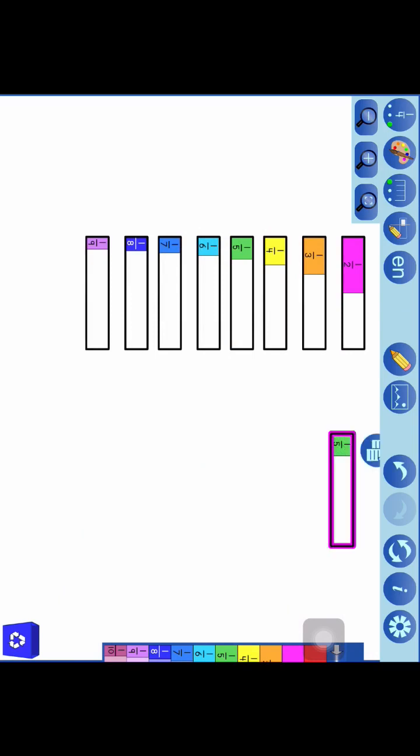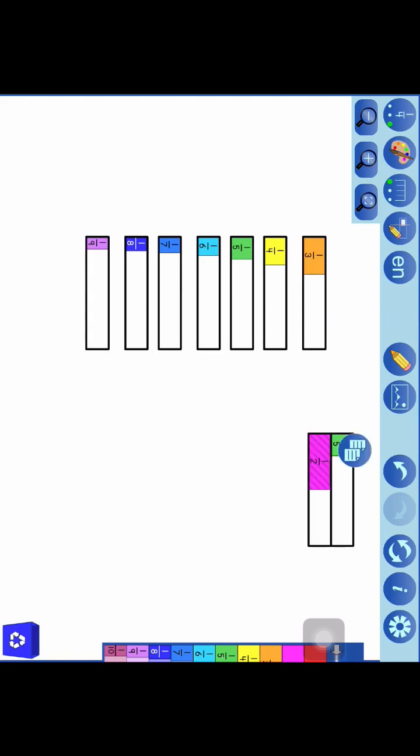Okay, back to the question. We need to find which fractions are greater than 1 over 5. So let's compare the fractions. They include 1 over 2, 1 over 3, 1 over 4, 1 over 5, 1 over 6, 1 over 7, 1 over 8, and 1 over 9. Let's compare 1 over 2 and 1 over 5. You can see that the pink area is greater than the green area. So 1 over 2 is greater than 1 over 5.